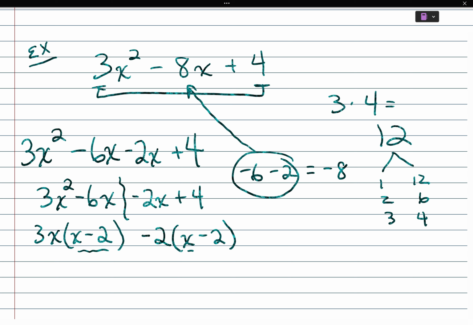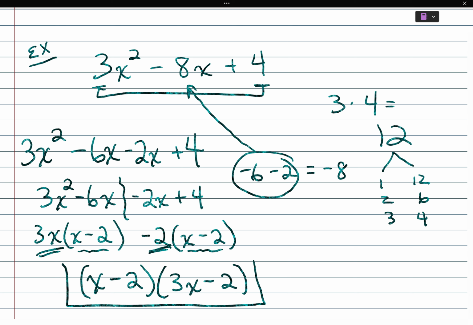I see the repetition of what's in the parentheses, so I know I'm on the right track. So I write that, what repeats itself, over once as the GCF of the entire expression. And then the ones on the outside, I'm going to take those and push those together in their own set of parentheses. And my factorization is x minus 2 times 3x minus 2.